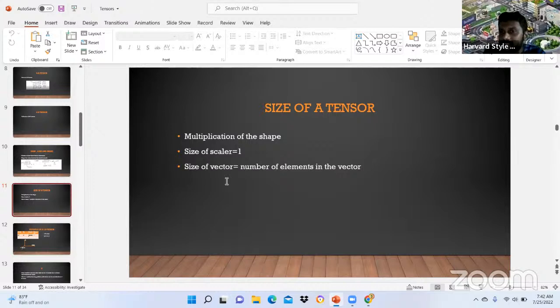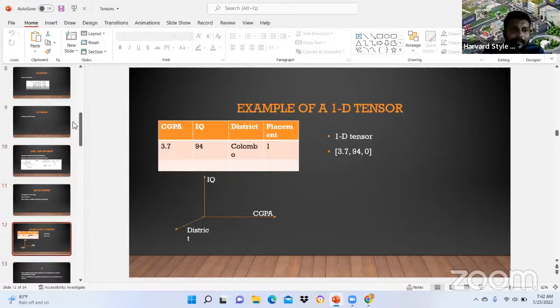Size of a vector. How many elements are available in the vector? You have to check how many elements. Now it is 1, 2, 3, 4. The size of the vector is 4. See this example, a 1D tensor. These are the examples.